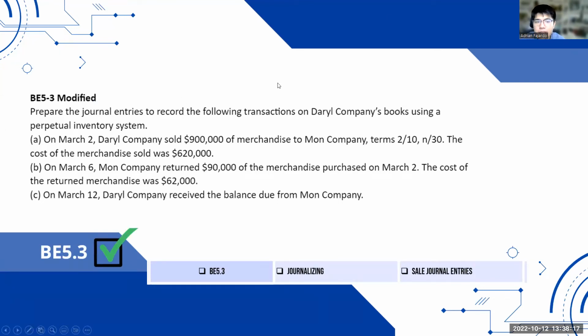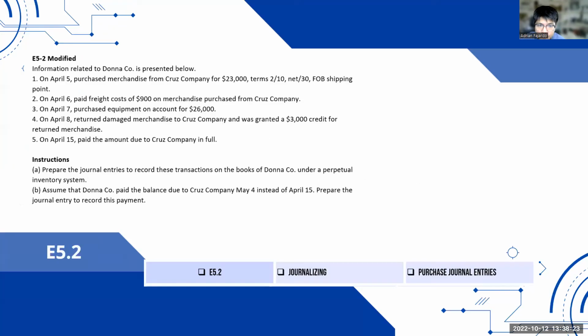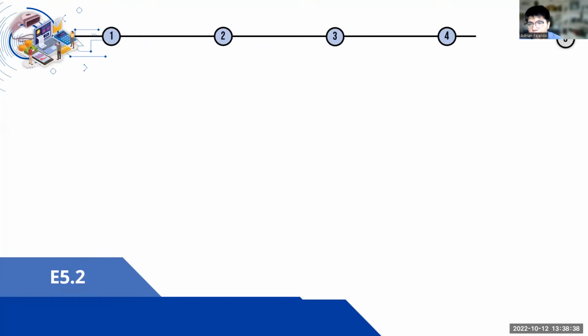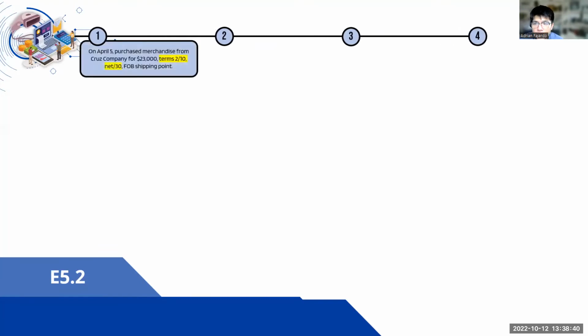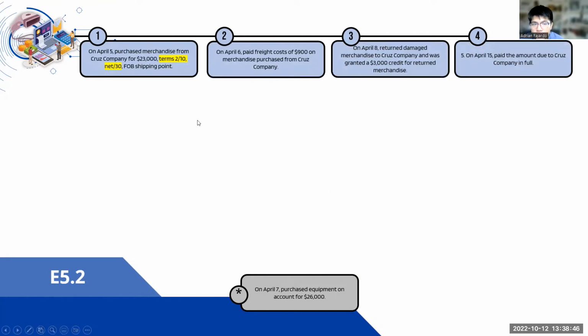So now that we've mastered sales transactions, the next thing that we need to master would be purchase-related journal entries, right? So now we move on to 5.2. And similarly, for 5.2, the transactions are focusing on the purchase-related transactions. So concepts 1 to 4, right? So let's take a look at each of the transactions, right? So basically, you have 5 transactions. So one transaction is all about buying equipment, pero the other 4 is all about inventory.